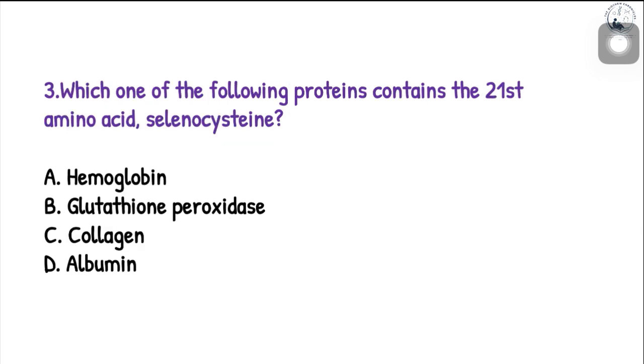So the third question, the final question, which one of the following proteins contains the 21st amino acid selenocysteine? Is it hemoglobin? No. Is it glutathione peroxidase, which has this antioxidant role? Yes. Is it collagen? Again no. Is it albumin? And it's again no. So the answer is B.